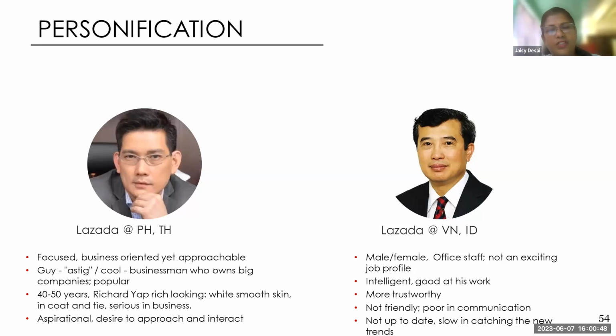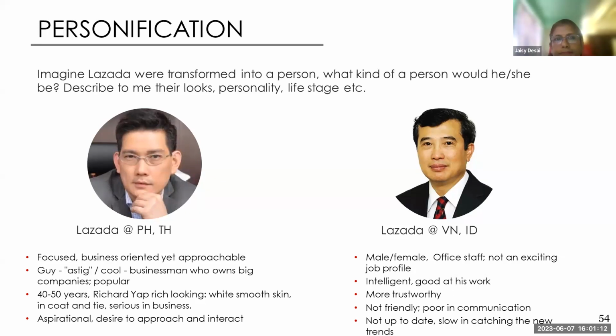So the guy on the right is more trustworthy, poor in communication, not up to date, whereas the guy on the left is very cool. He's rich-looking, smooth skin, coat and tie. So those kind of nuances are what you get in personification. Of course, you also need to be looking at the descriptors carefully to get a good interpretation.